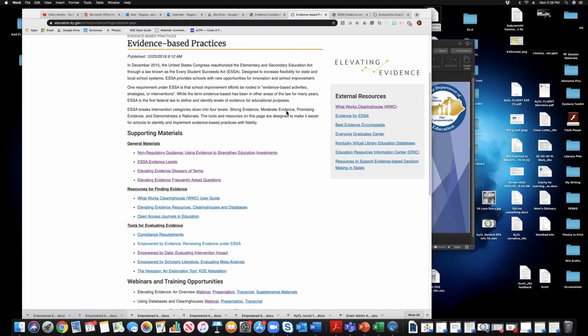If you are interested in choosing a provider, first of all, if you're applying for the Kentucky Comprehensive Literacy Grant, and you do want to make a choice outside of the matrix listed on page 6 of the RFA, then this is the process you would need to go through. Looking at the evidence and reviewing that evidence under ESSA requirements.